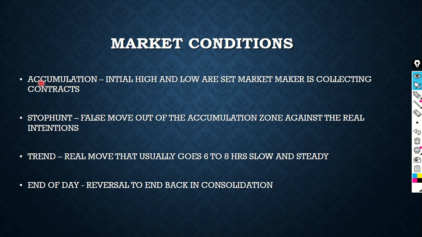So the first condition of the market is going to be accumulation. Accumulation is when the initial high and low are set by the market maker, and the market maker is collecting contracts. During this time there tends to be a tight range in the market. So the market is trading in a very tight range and is accumulating contracts. Usually the accumulation will be tight, usually less than 50 pips. It has to be less than 50 pips.